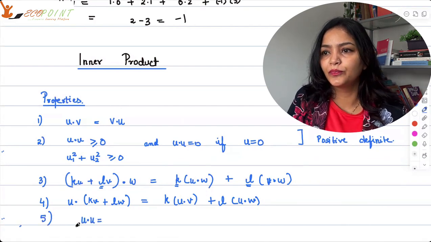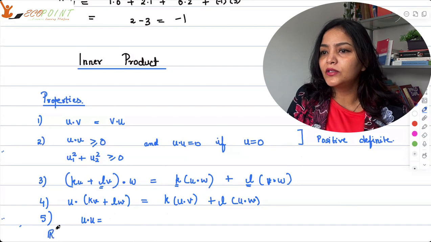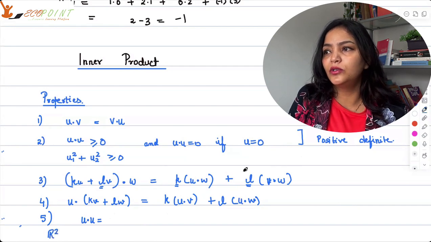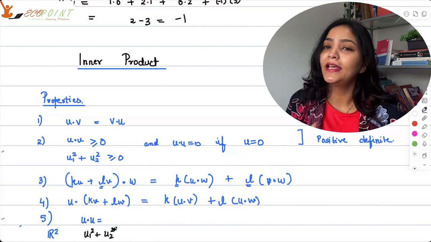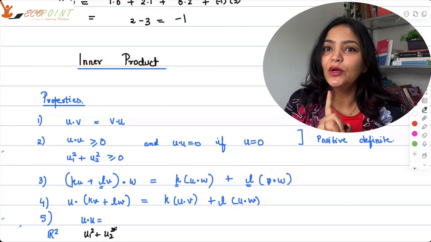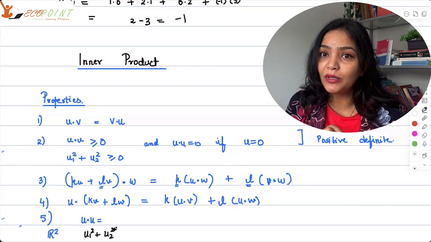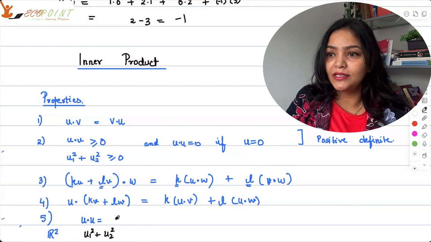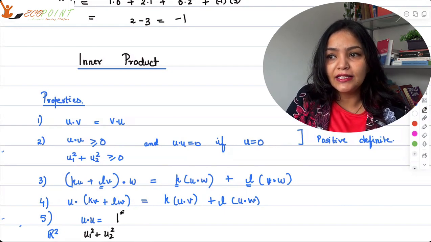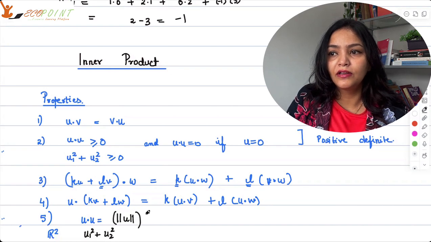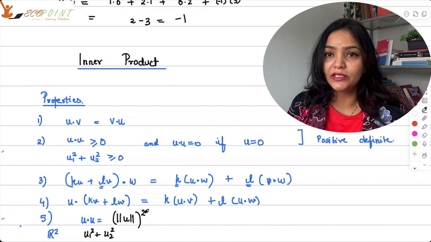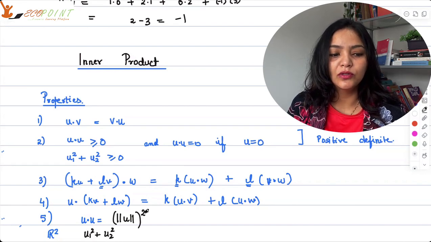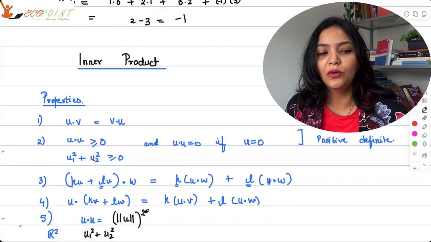Consider U dot U. If I think in terms of R2, then U dot U, as I mentioned, is nothing but U1 squared plus U2 squared. In the previous lecture I did something called the length of a vector, the norm of a vector, with you guys, right? So can you see that this is nothing but the square of the norm of the vector U?